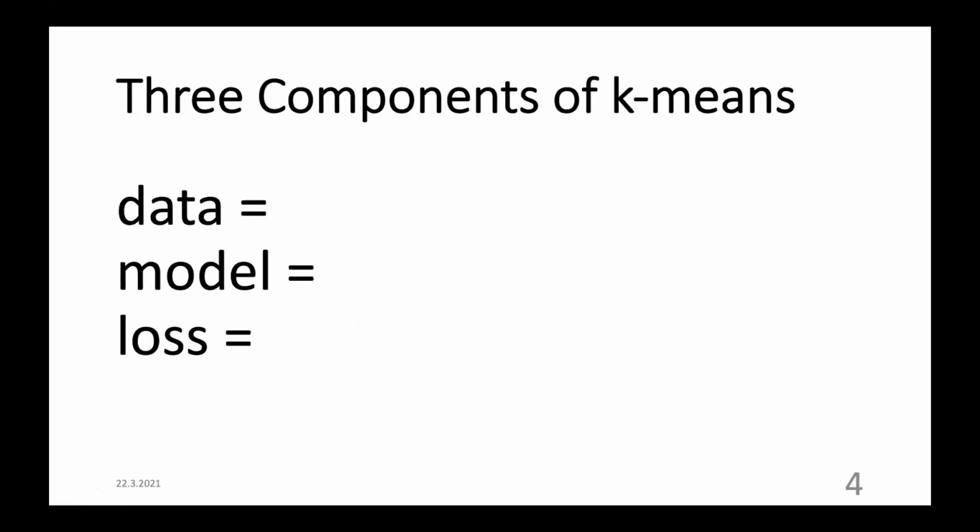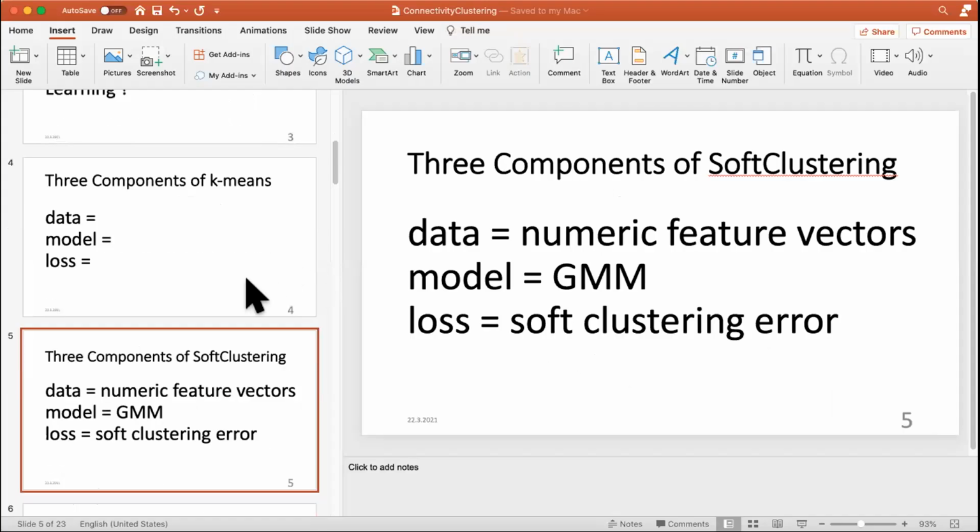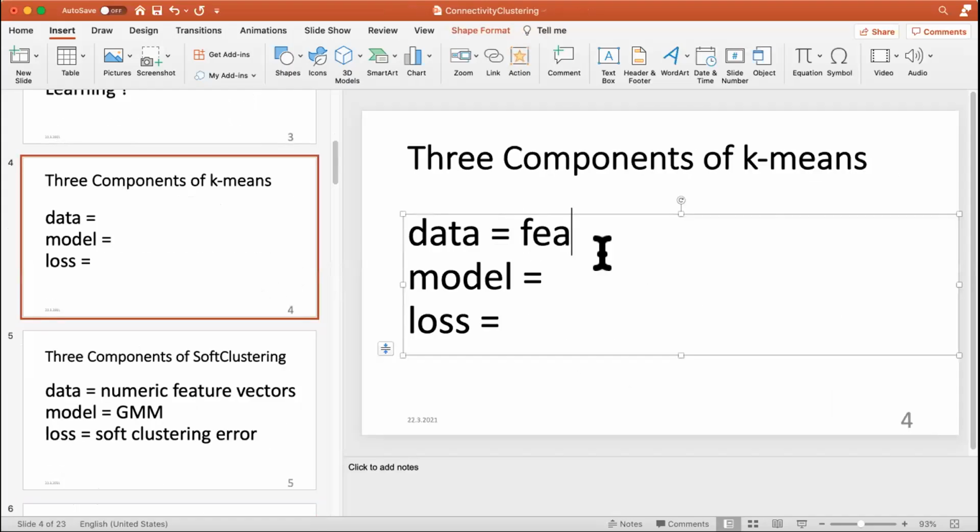So let's now look at K-means hard clustering. So what kind of data did we use there? How did we represent data in K-means clustering? In what form is K-means clustering using data? Yeah, using feature vectors. Very good. Let me just add this here, fill it out. So feature vectors.